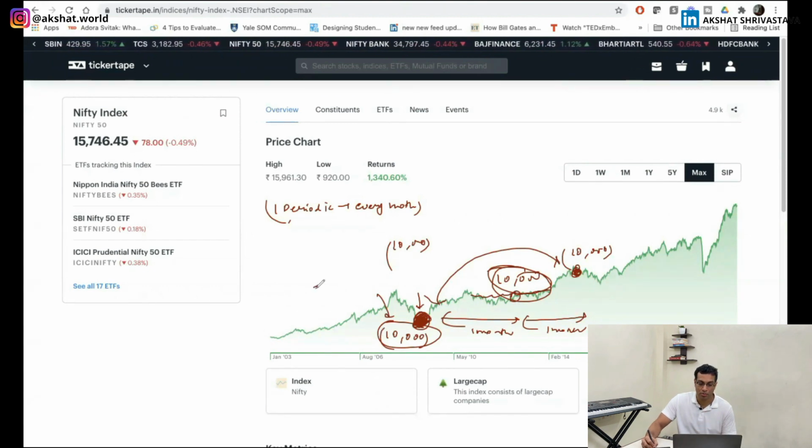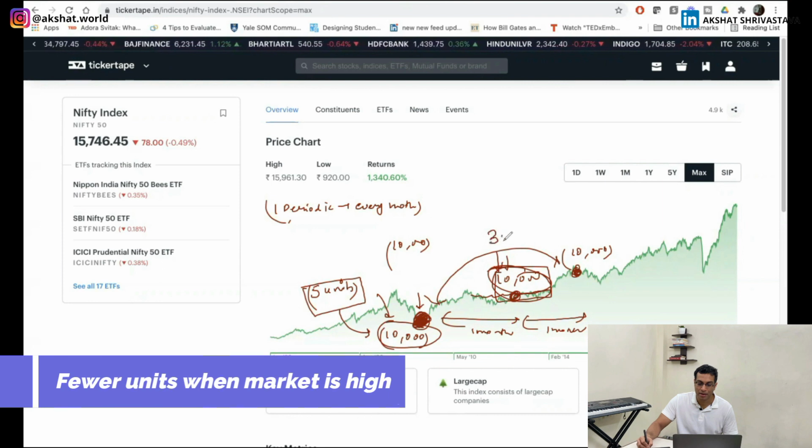Let's assume that you were able to buy 5 units of Nifty. So discount all the pricing and all that. I'm just explaining it to you mathematically. So let's assume that you are able to buy 5 units of Nifty here, right? Now the market has stabilized. Now you are again investing 10,000 rupees only. So will you buy more than 5 units or fewer than 5 units here? The answer is fewer than, right? So you might end up buying 3 units.